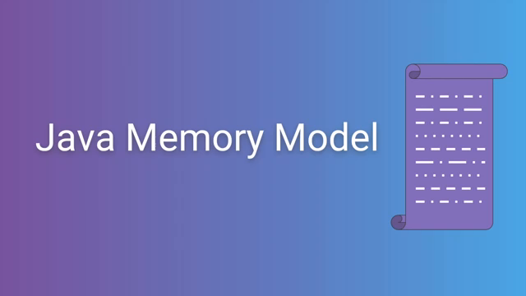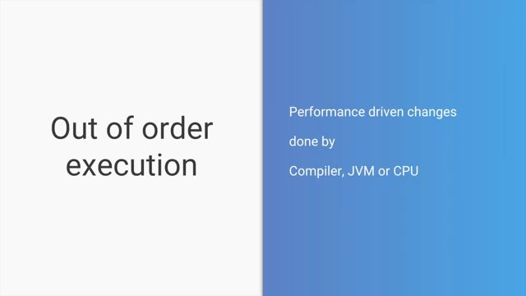Before we understand Java memory model, we need to understand two concepts. The first concept is called out-of-order execution. When you write a program, it's generally a series of statements. You expect that those series of statements will be run in the same order that you have written it.